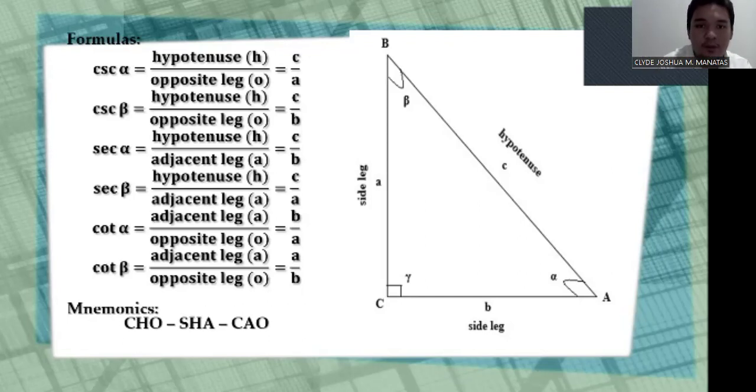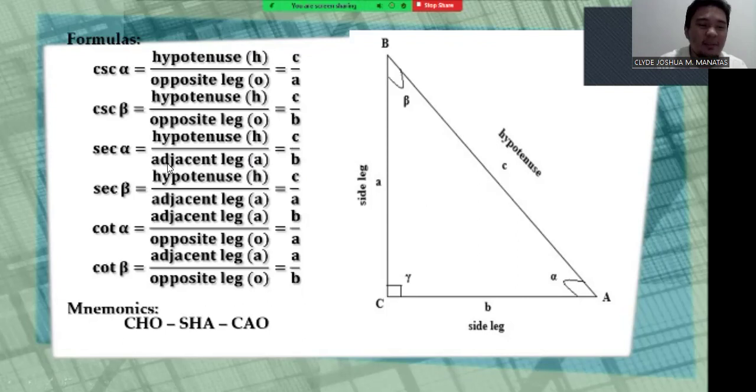The reason is, we need to be careful: if the angle is alpha, then the opposite leg side is A, the adjacent leg side is B, and the hypotenuse is C. But when it comes to the beta angle, the opposite leg side will be B, while the adjacent leg side is A, and the hypotenuse is C.